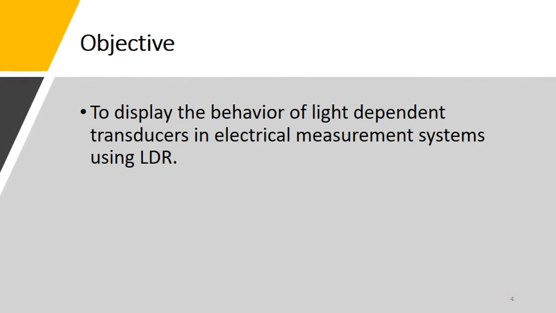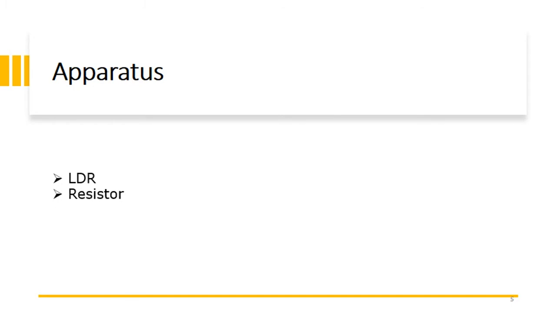The main objective of this experiment is to display the behavior of light-dependent transducers in electrical measurement systems using LDR. Next we move towards the apparatus we will be using in this experiment. We will be using LDR, resistor, LED and transistor.